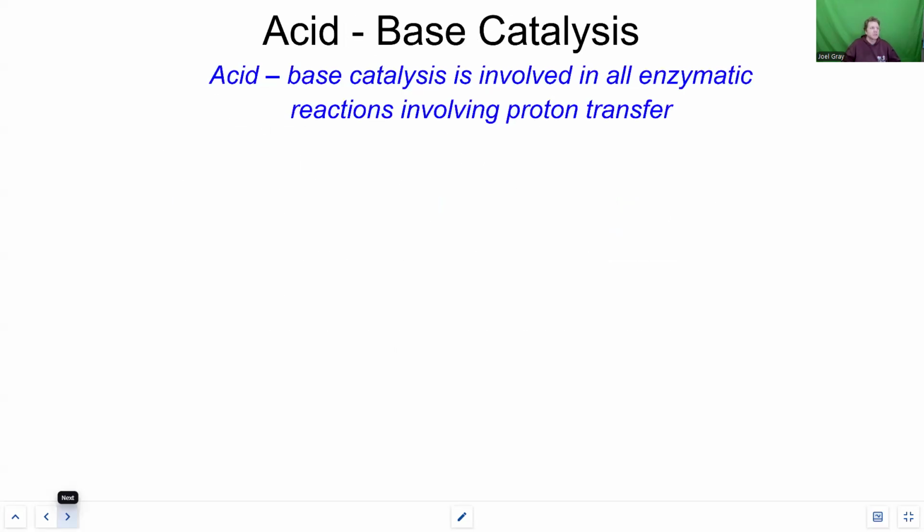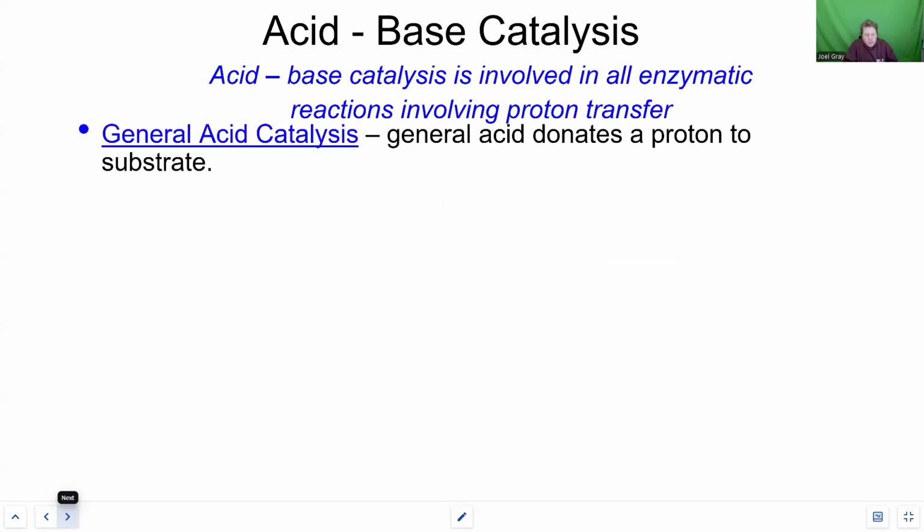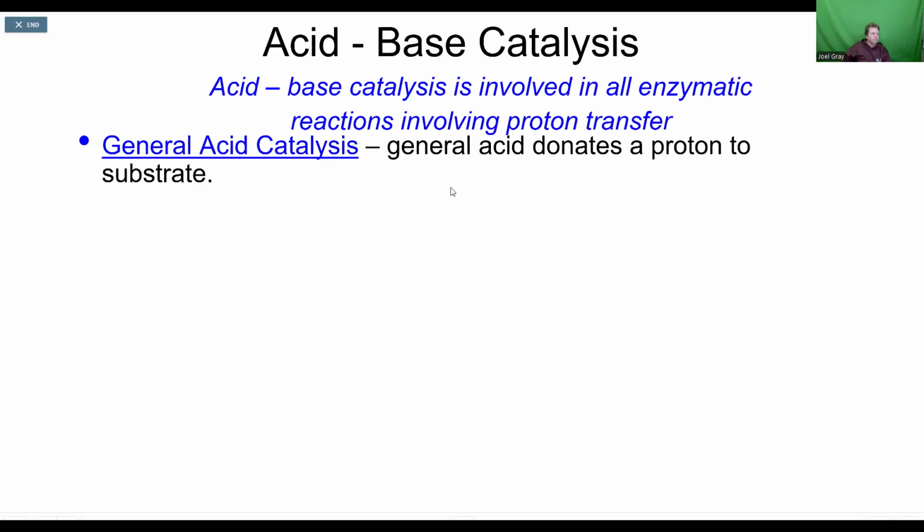So acid-base catalysis, movement of protons. That's essentially all that there is to it. Now, there is something known as general acid catalysis, and as you might imagine, something known as general base catalysis. Whenever you're comparing general acid catalysis to general base catalysis, essentially what you're looking to answer is the question, where is the proton? So in general acid catalysis, we have a general acid donating a proton to a substrate.